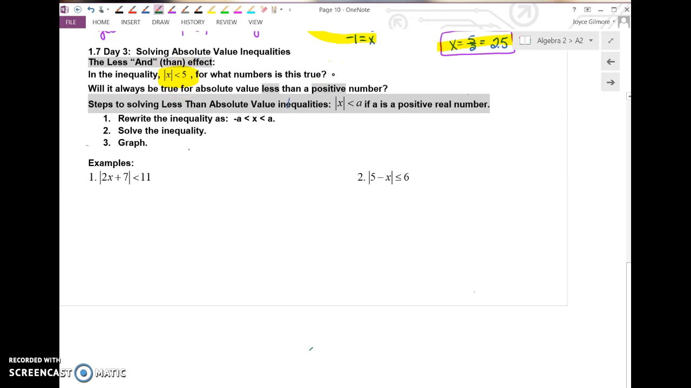So we're talking about the numbers between negative 5 and 5. And there are 3 ways to illustrate that. We can say in words the numbers between negative 5 and 5. We could write this as an inequality. Negative 5 is less than x is less than 5. Or we could show it on a number line. Negative 5 to 5, any of the numbers in between negative 5 and 5.